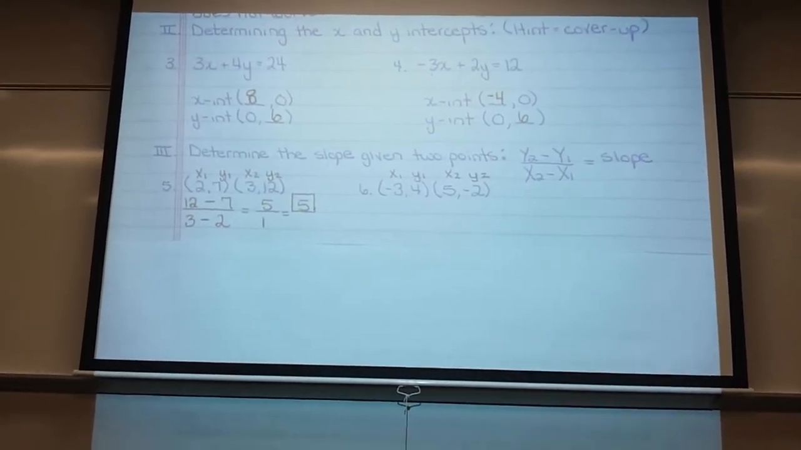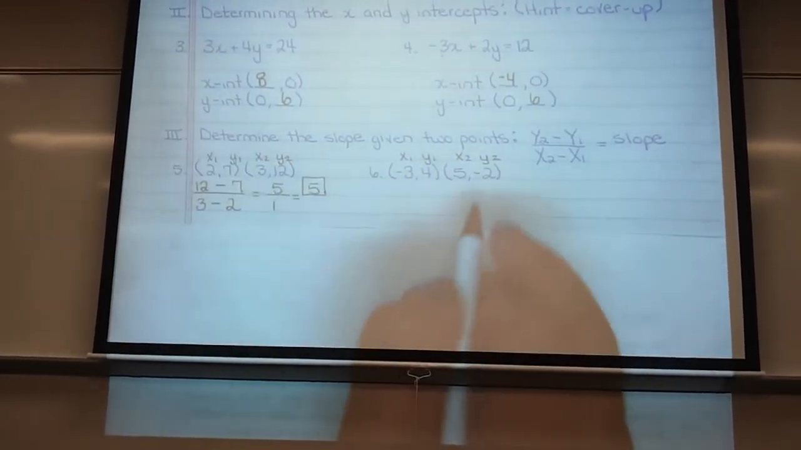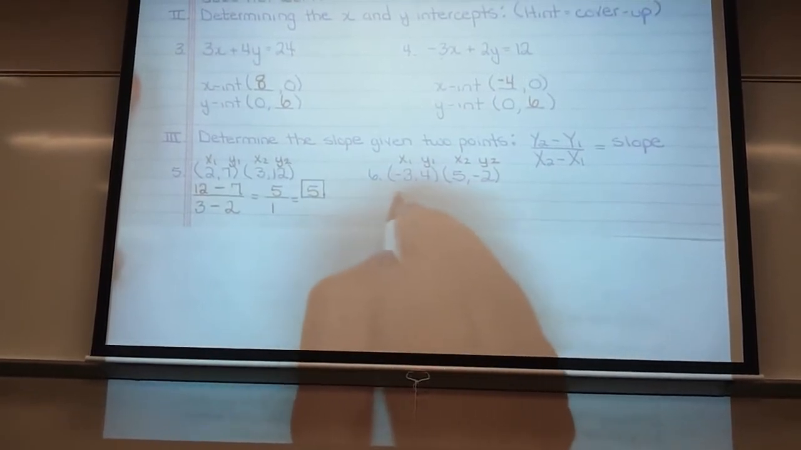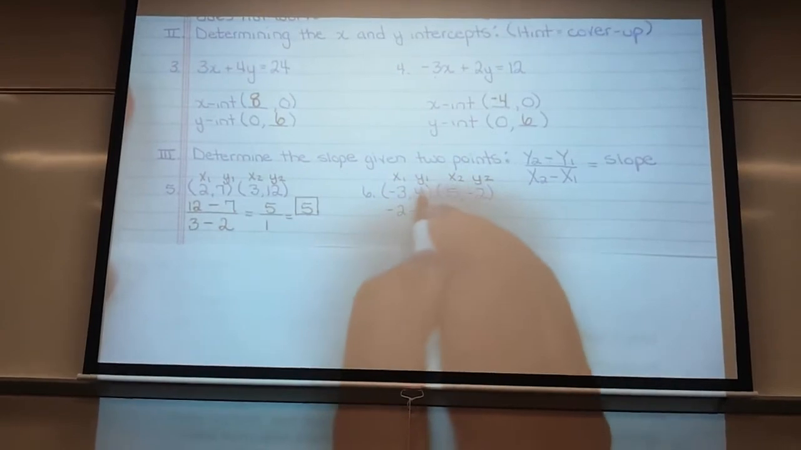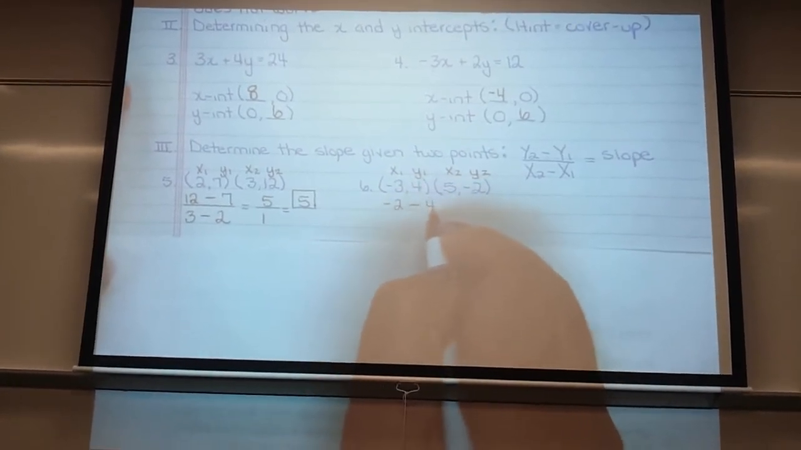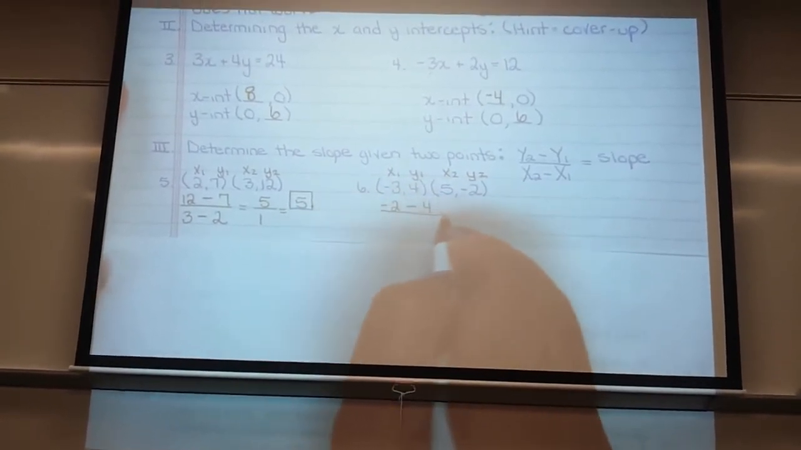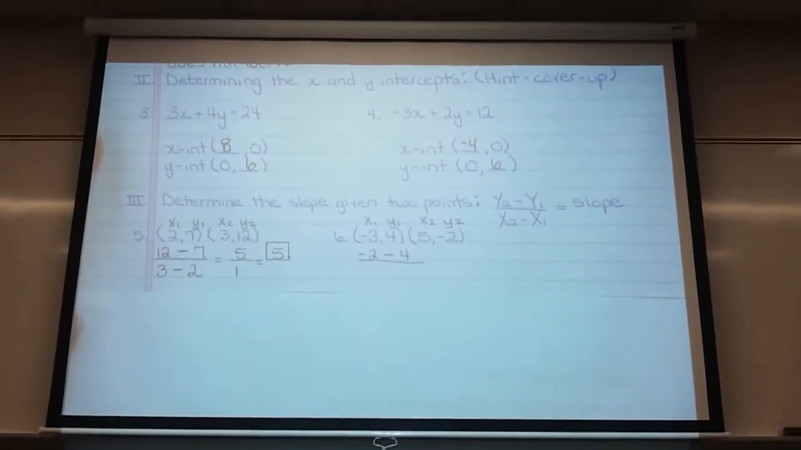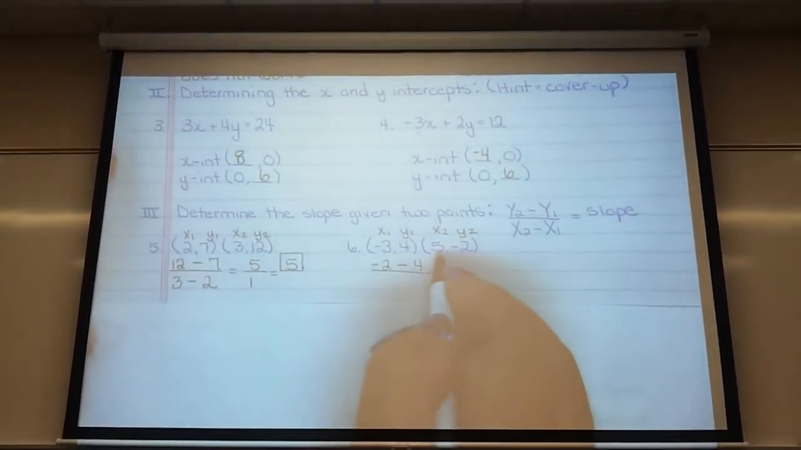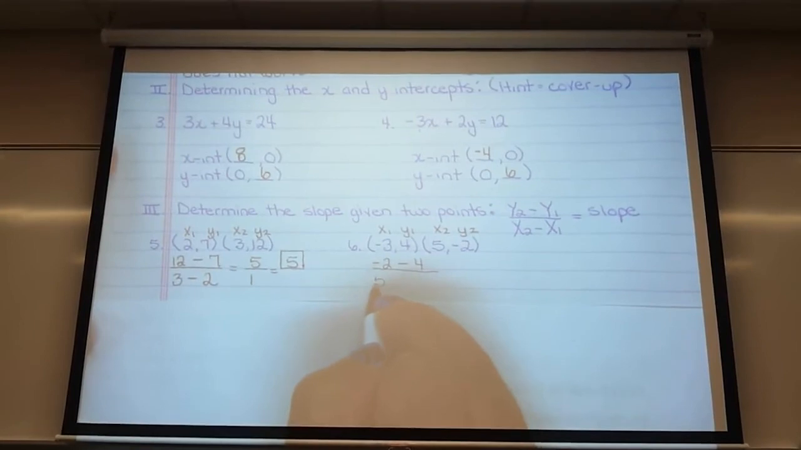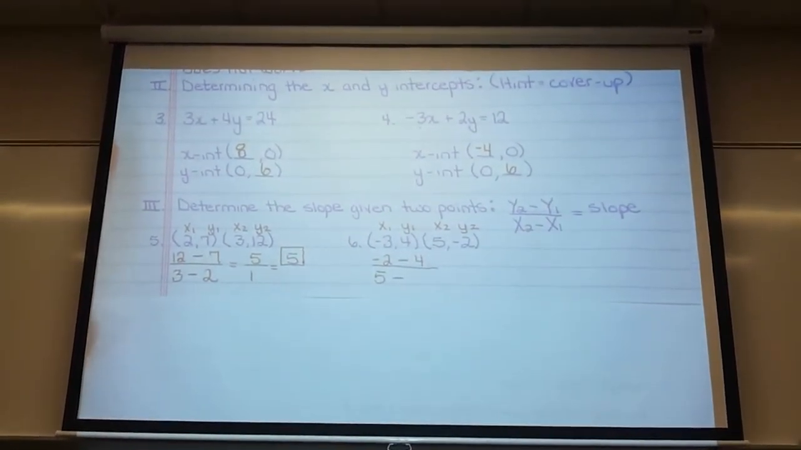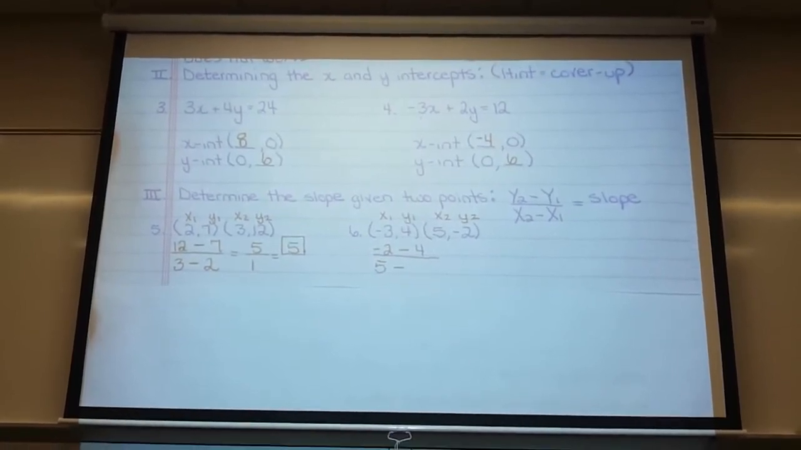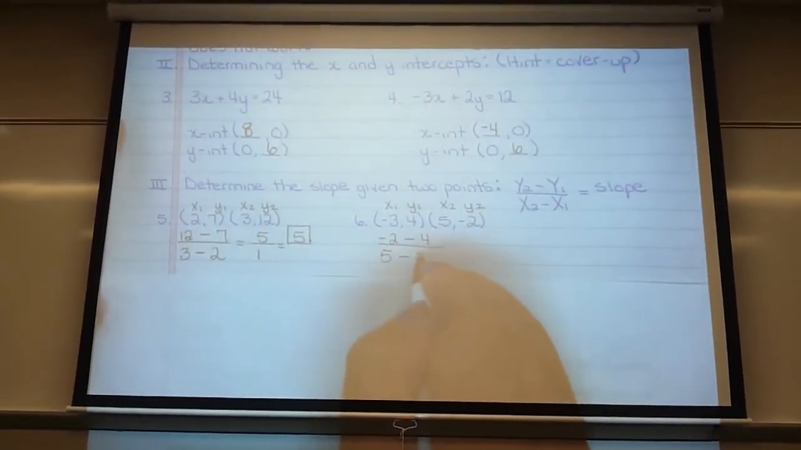And then number 6, again, just plugging into the formula. My y2 is negative 2 minus my y1 is 4, all over. Now this part you do need to be careful with. My x2 is 5. Copy your minus sign, and what's your x1? Negative 3.